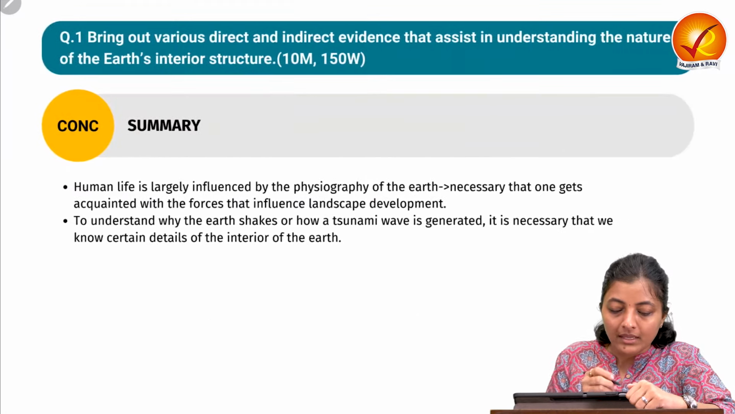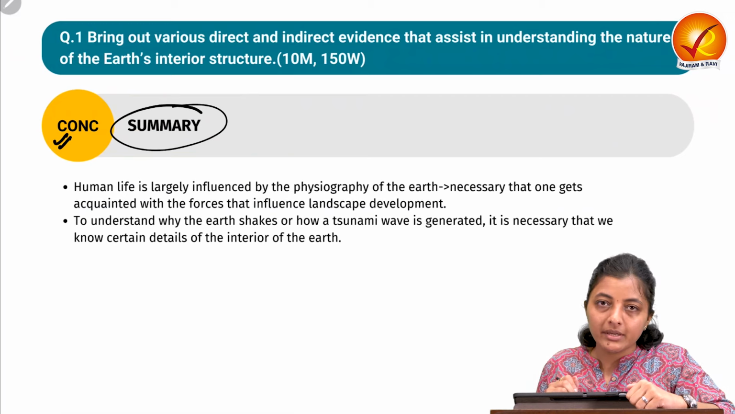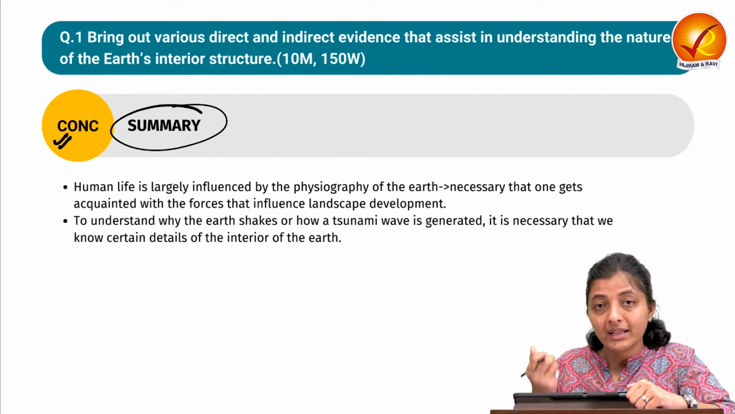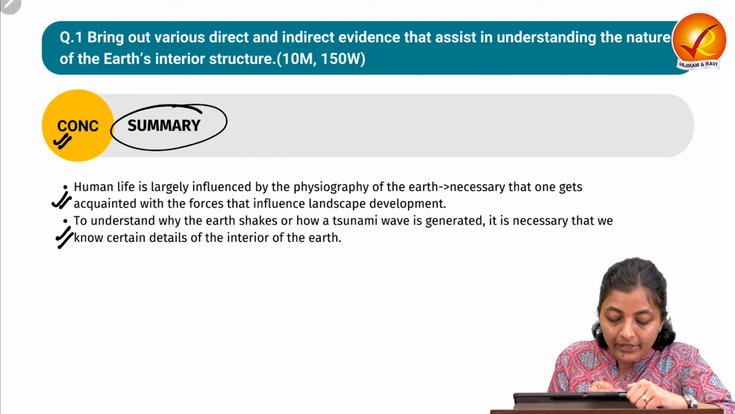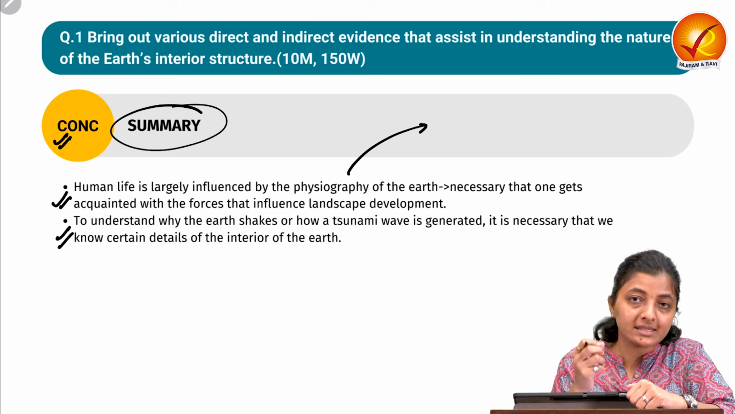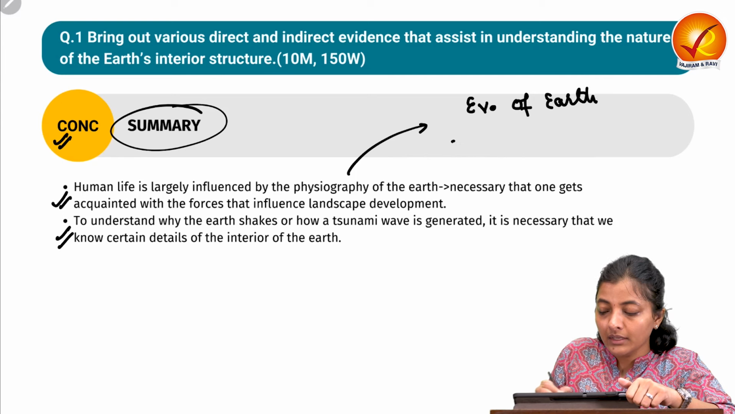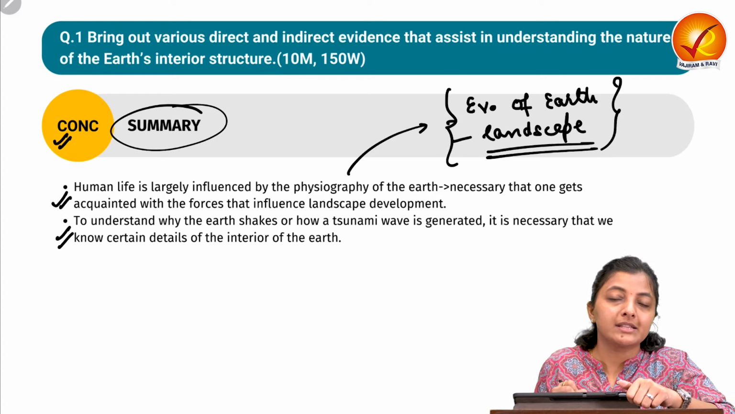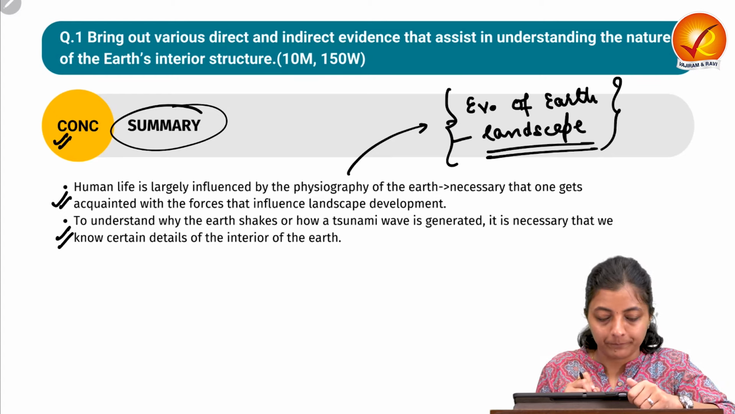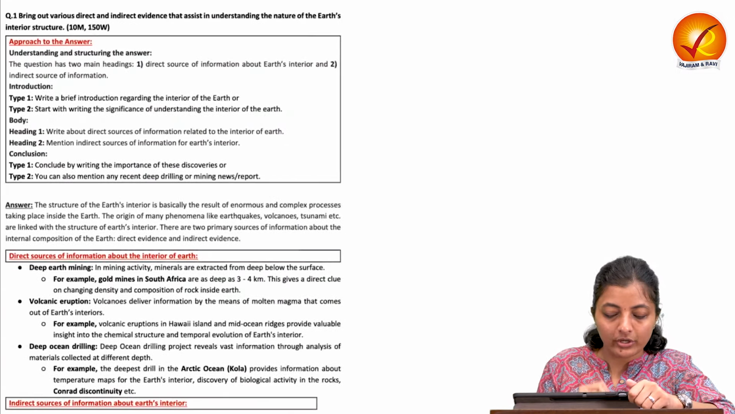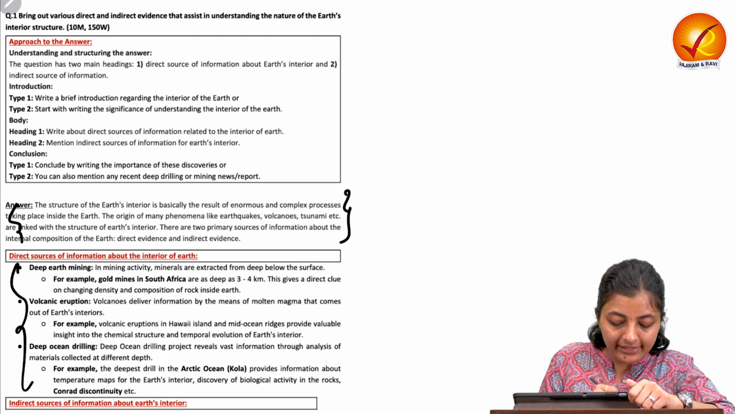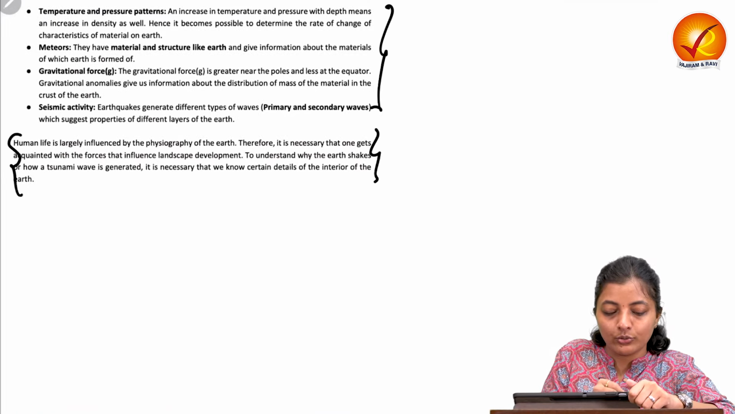Okay, then coming to the conclusion, we can write in the summary that if we know about the interior of the earth, we can be very well prepared for disasters like earthquakes, tsunamis, and volcanic eruptions. First thing is this. You can also discuss that you can get to know about the evolution of earth and different landscapes on the earth. We can get the knowledge of these aspects if we know about the Earth's interior. Okay, so this was the first question. Let's see the model answer, starting with the introduction, then direct sources, then indirect sources, and then concluding the answer.